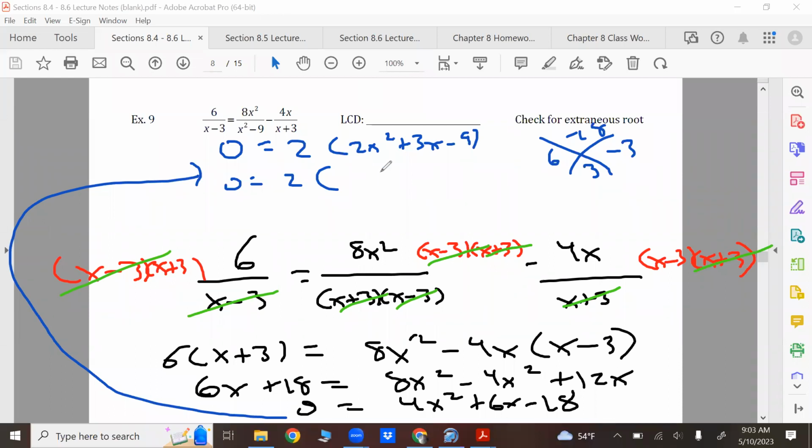Let's see. So you get 2x squared plus 6x minus 3x minus 9. You can do factor by grouping. Hold on. Let me back up, guys. Let me back up. All right.